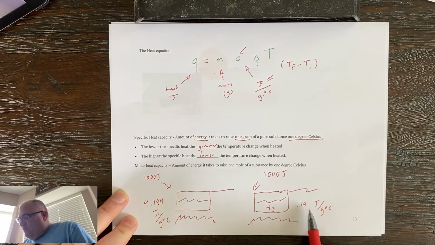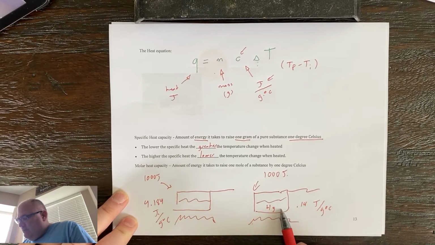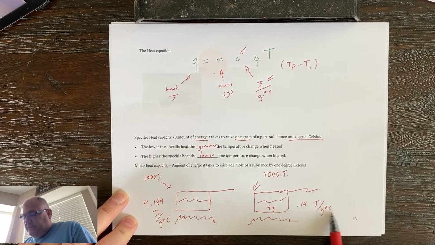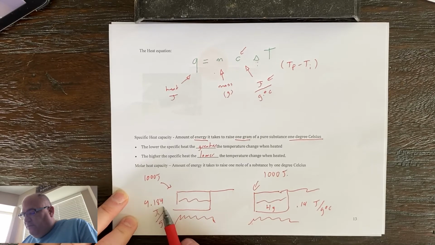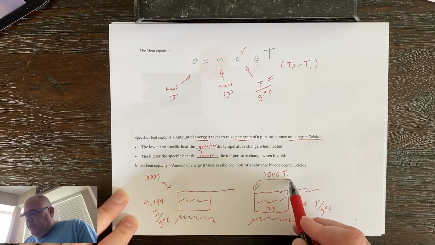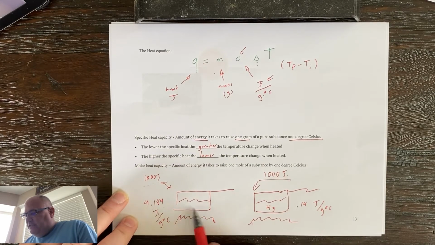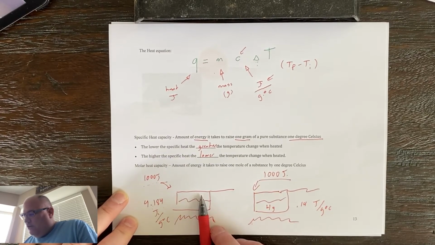Here, for every 0.14 joules, I raise the mercury 1 gram per degree Celsius. Here, for every 4.184 joules, I raise it 1 gram. So would you agree that if I put the same amount of energy into both of these, the one with the higher specific heat is going to raise its temperature a lot less than this would?